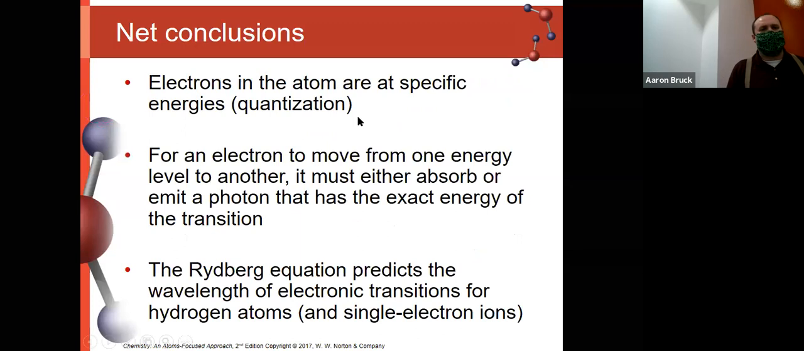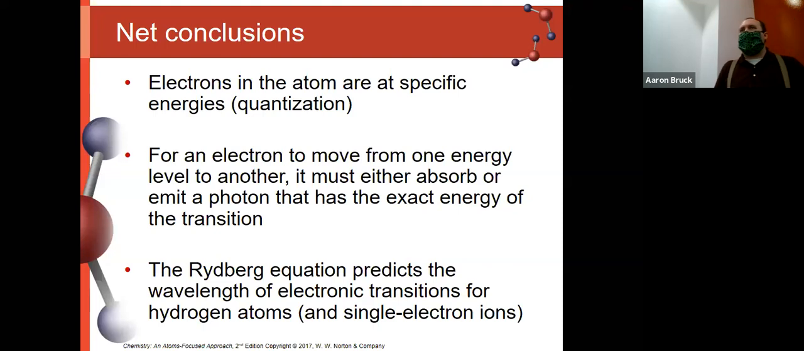All right. So from the photoelectric effect and from these line spectra ideas, we can draw several conclusions. First of all, we understand now that electrons that are in the atom have specific energies. We call those energies quanta, and the whole process quantization.